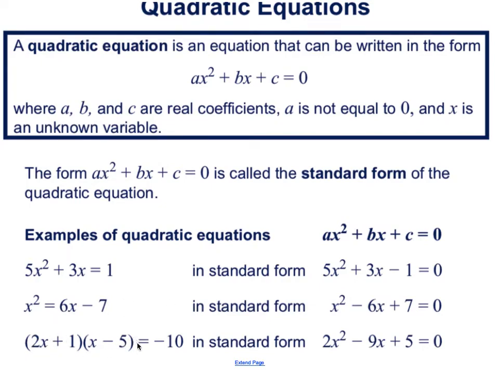Here we have to FOIL, right? So they use a method of foiling or distributive property in order to get it into standard form. So 2x times x is 2x squared, 2x times negative 5 is negative 10x, and then 1 times x is x, and then minus 5 is equal to negative 10. And then move the negative 10 over to the other side, and that's how we get 2x squared minus 9x plus 5 equals 0.